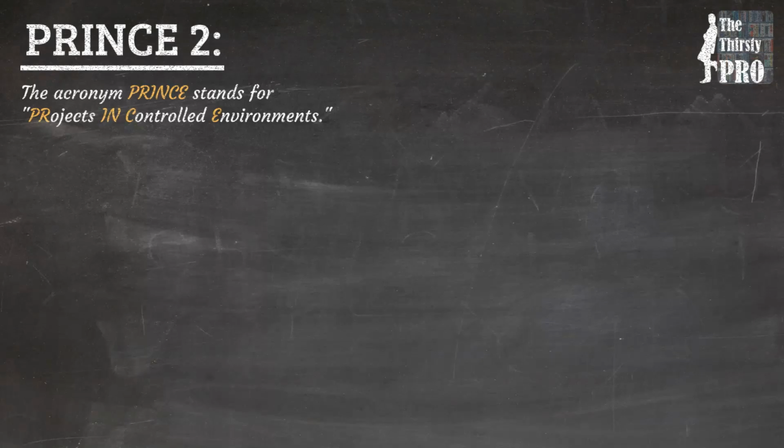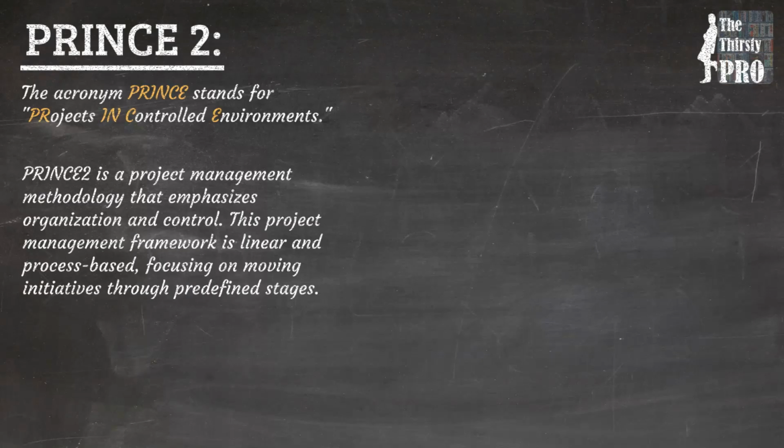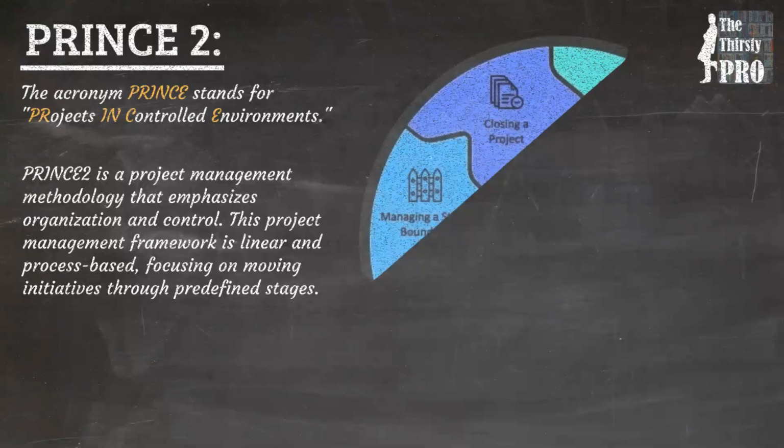The acronym PRINCE stands for Projects in Controlled Environments. PRINCE 2 is a project management methodology that emphasizes organization and control. This project management framework is linear and process-based, focusing on moving initiatives through predefined stages. PRINCE 2 has 7 stages. Let's have a closer look at them.